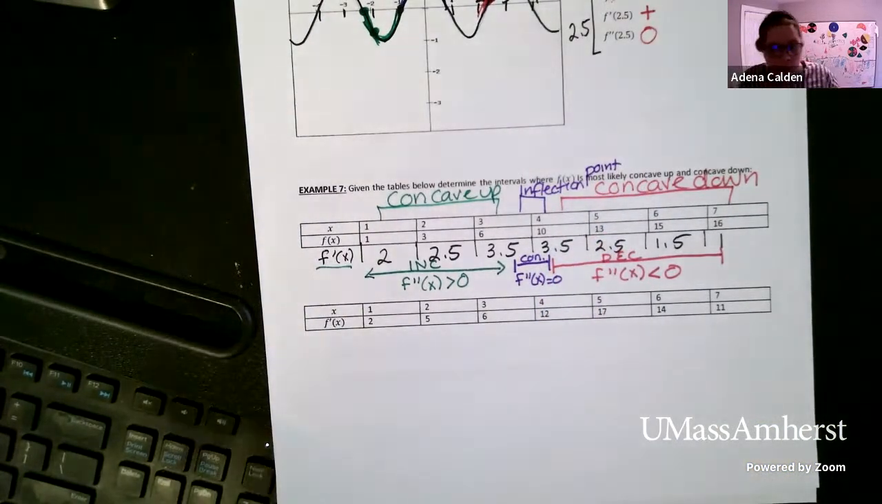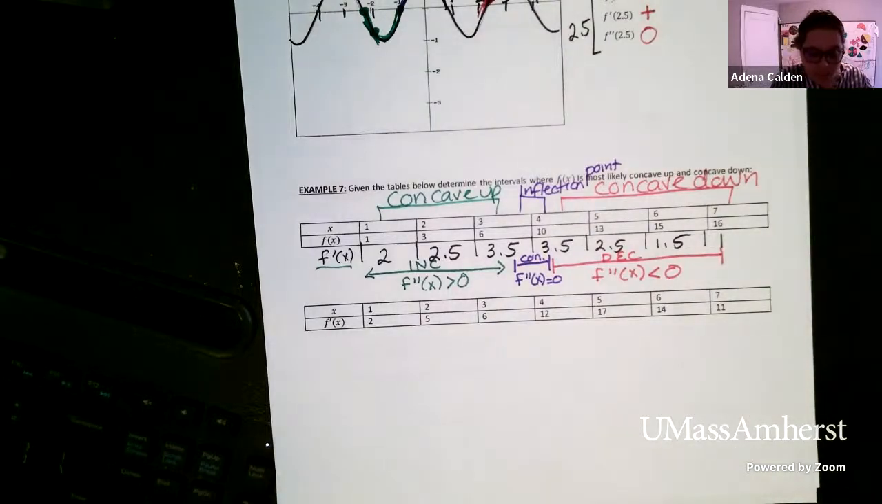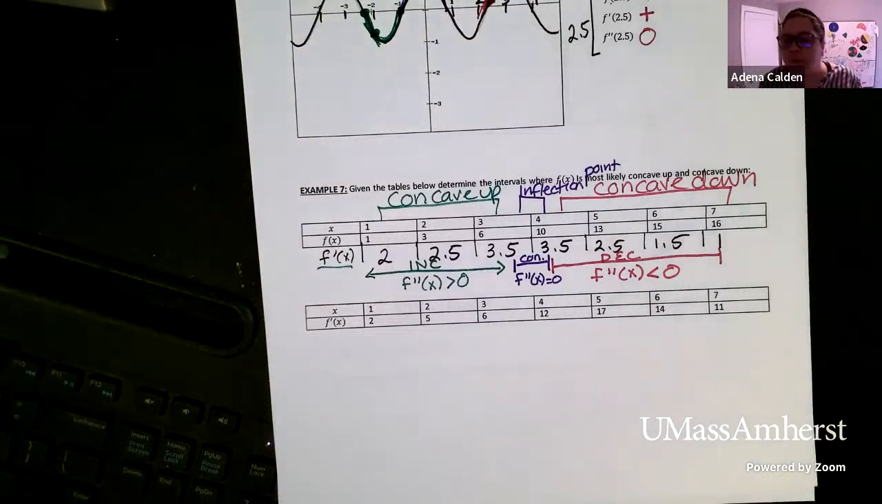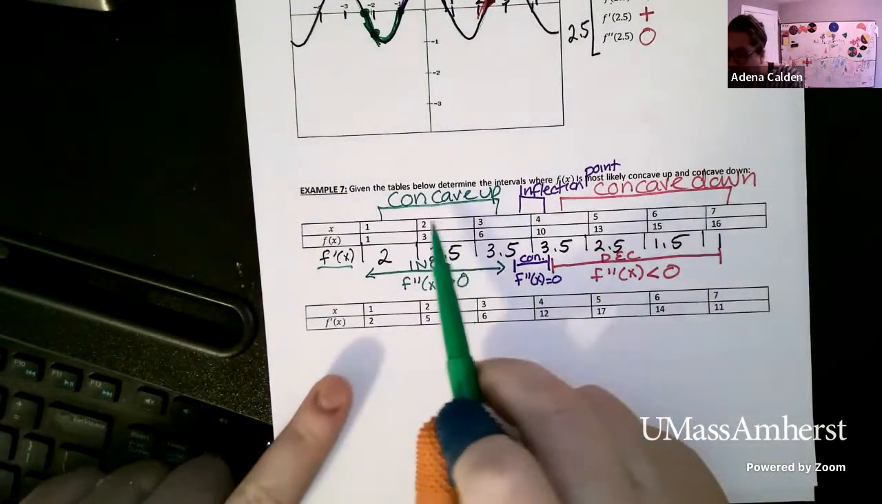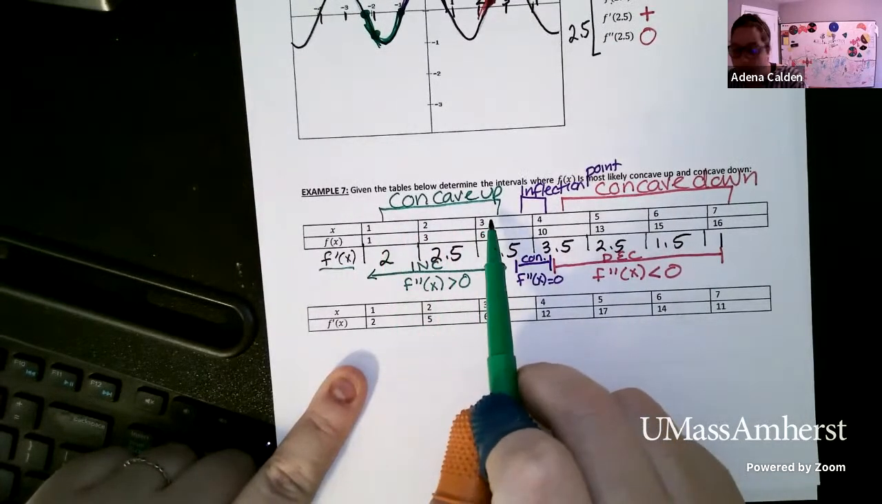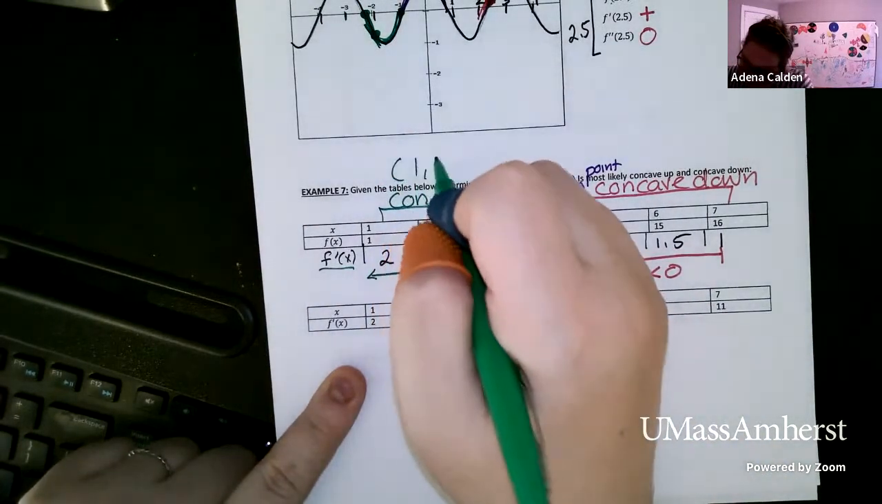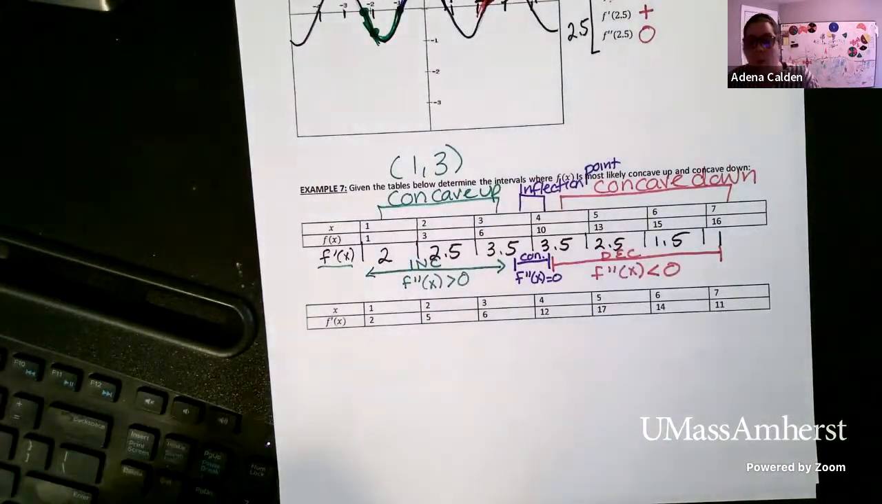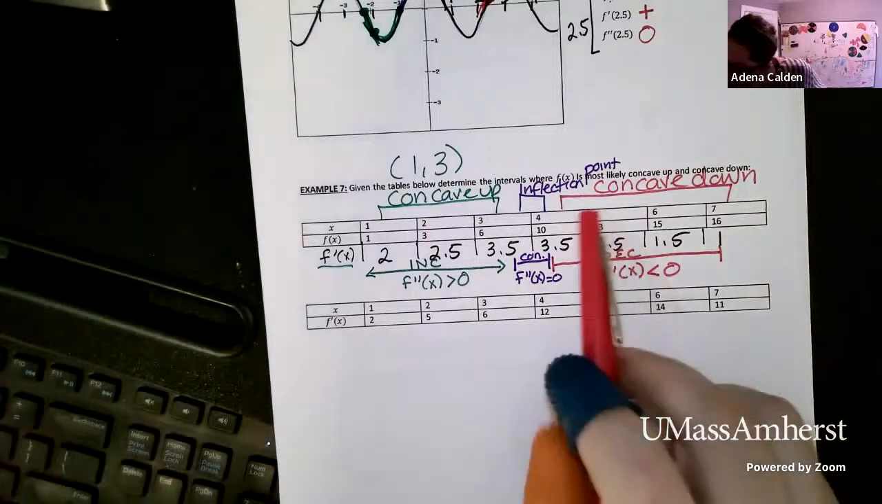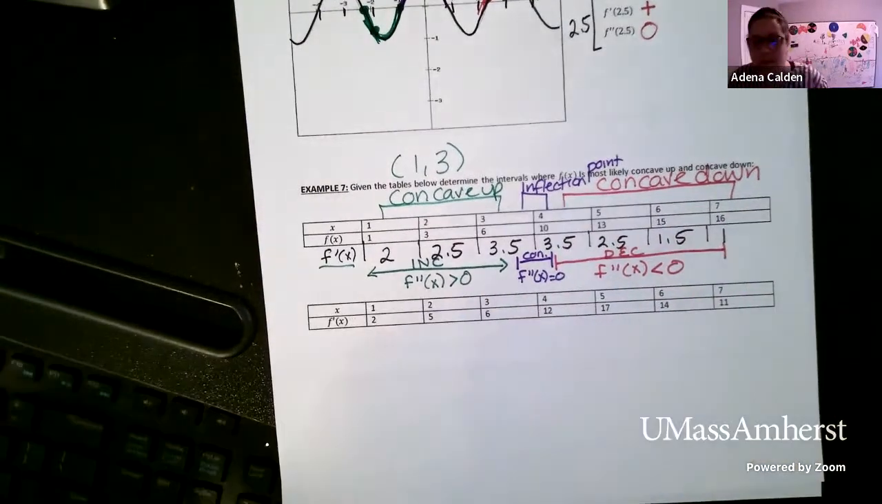Okay, so when we do this type of work and we want to come up with a final answer, we're going to talk about the concavity in terms of the x values. So this is going to be concave up from x equals 1 to x equals 3. Okay, we're going to be concave down from x equals 4 to x equals 7.